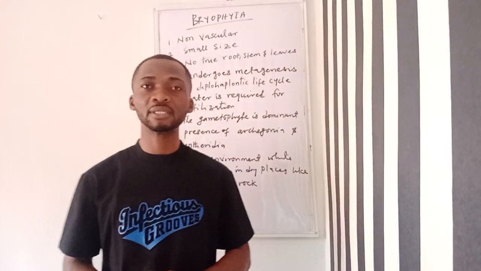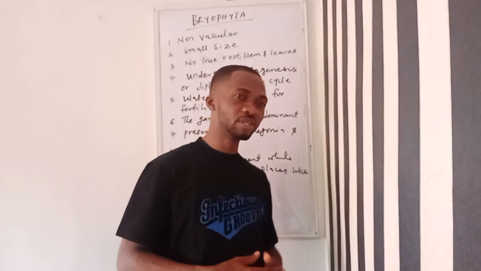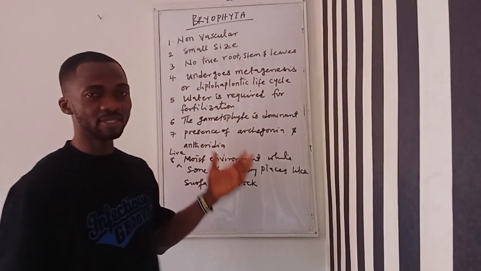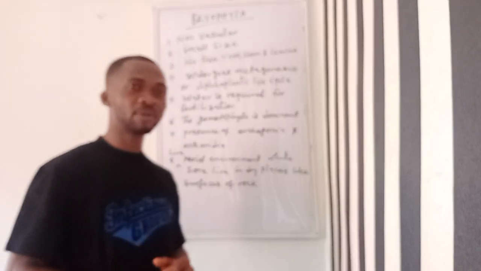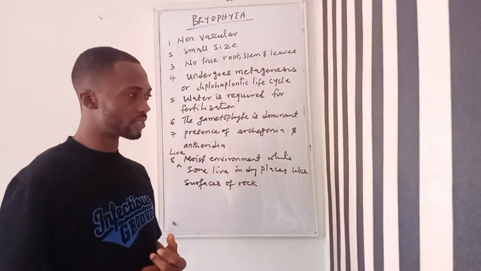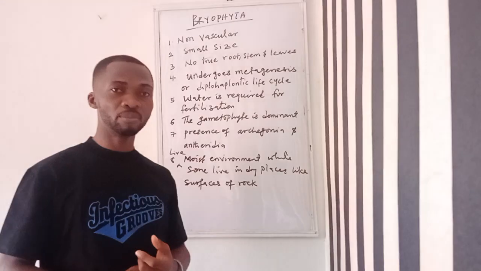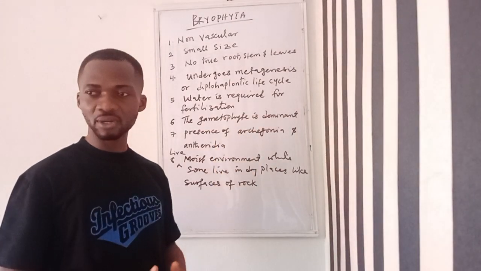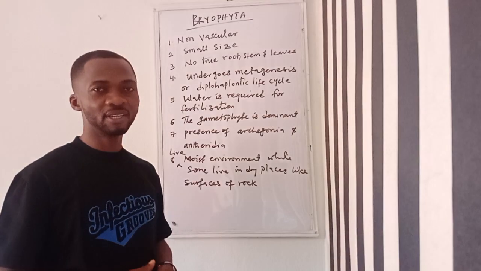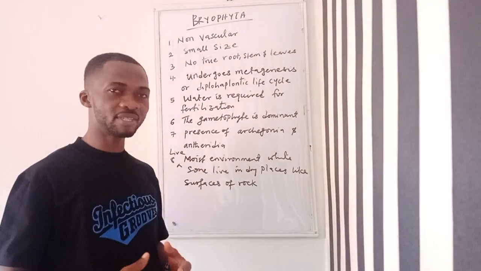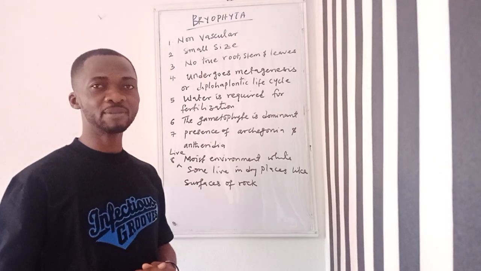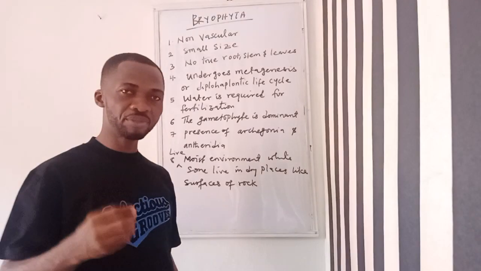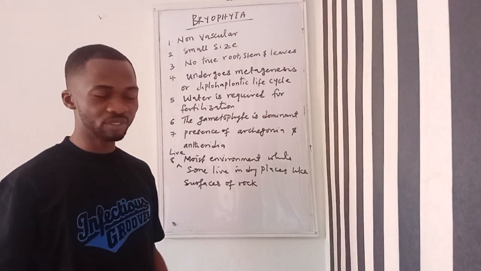So, ladies and gentlemen, join me on this journey as we dissect the concepts in this organism called Bryophyta. Somebody may ask, is this not a plant? Why are we calling this an organism? It's still an organism. Anything that possesses the characteristics of life can still be categorized as a living organism. So both plants and animals are living organisms.